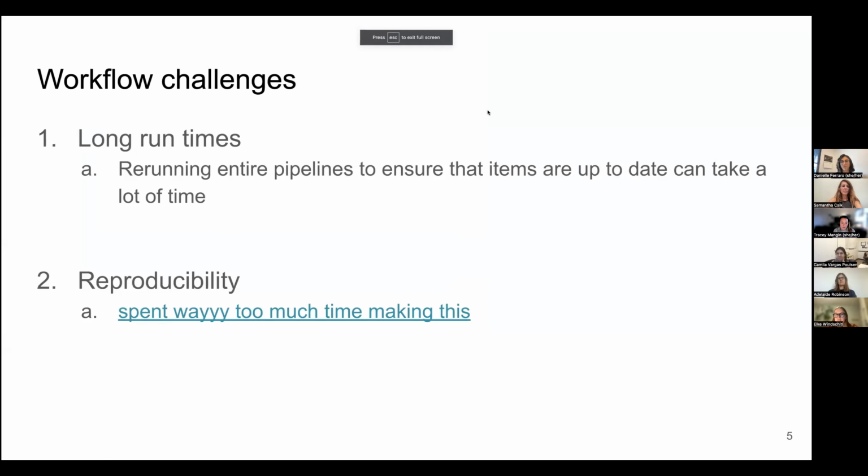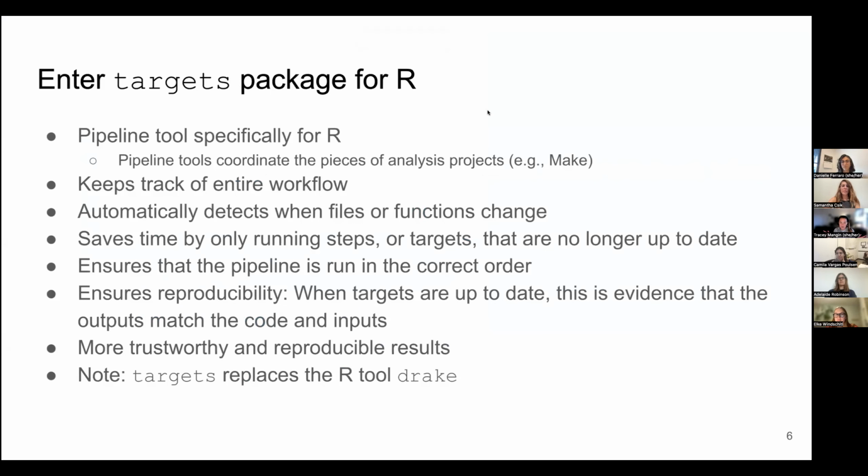So back in presentation mode. Okay, so enter the targets package for R. It's a pipeline tool that's specifically designed for R. A pipeline tool coordinates the pieces of your analysis, so the different steps in your analysis. An example of another pipeline tool is called Make. So this is like a Make-like tool for R.